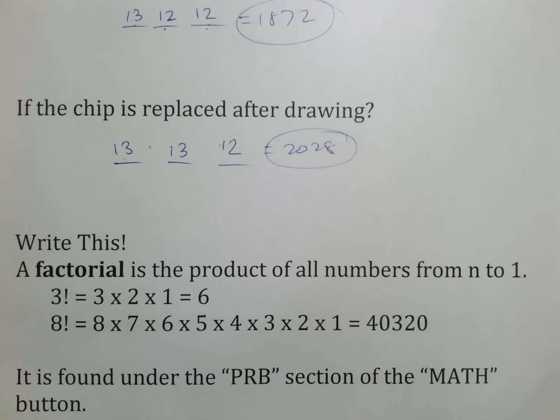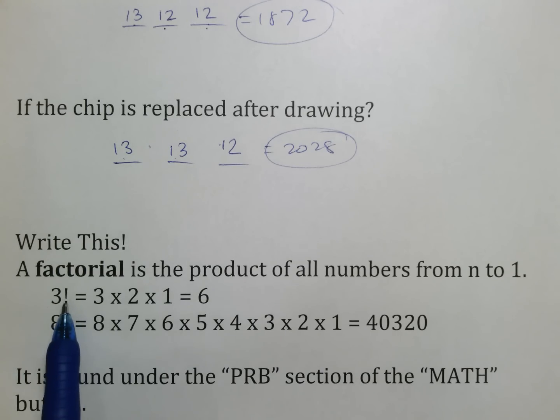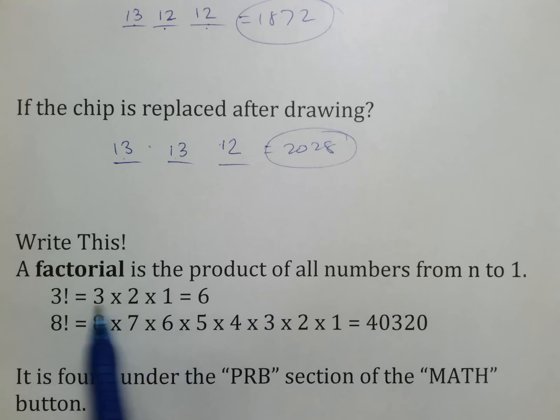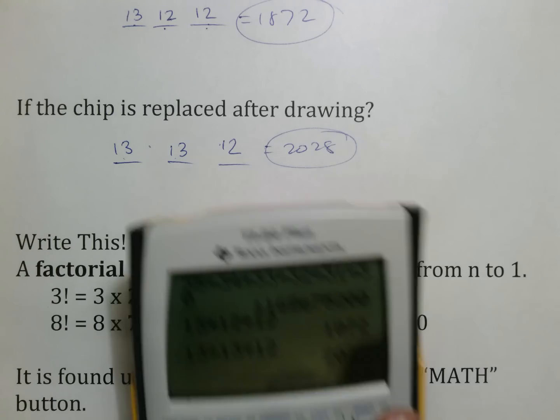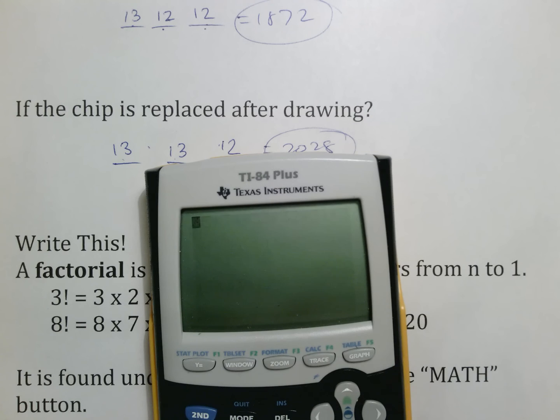Go ahead and write this, that a factorial is a product of all numbers from n to 1. And its symbol is an exclamation point. So this would be read as 3 factorial, which would be 3 times 2 times 1, which if you type that in, you get the answer of 6. 8 factorial, which is how you read that, is 8, 7, 6, 5, 4, 3, 2, 1, all being multiplied, which is 40,320.